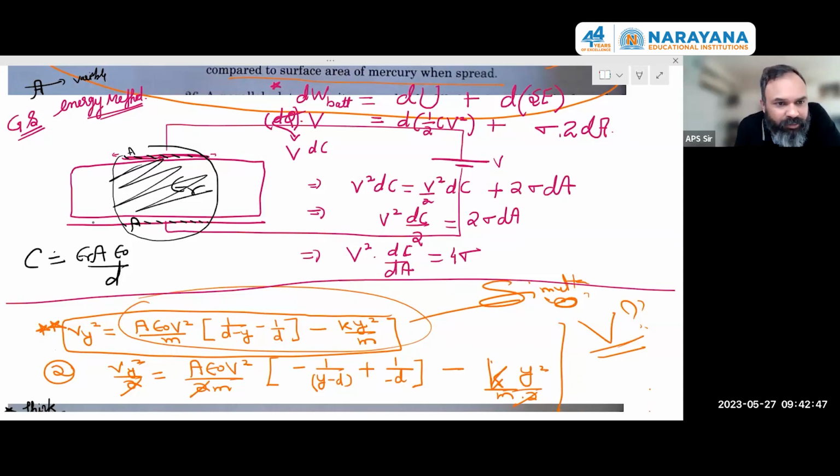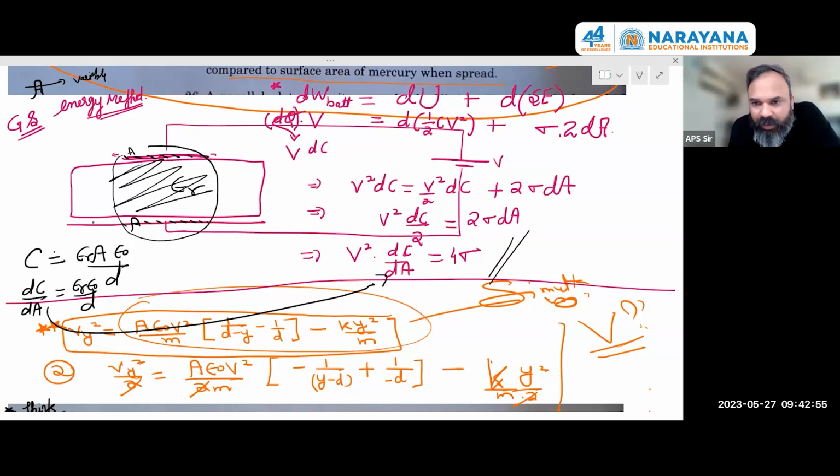So I got this point quite beautifully, like dC upon dA came out to be a constant, which is epsilon R epsilon naught upon D, and substituted here. So now the problem is V square into epsilon R epsilon naught divided by D, V square into this much should be equal to 4 sigma. And then what was required was V. So I should have root of 4 sigma D upon epsilon R epsilon naught. That should be your answer.